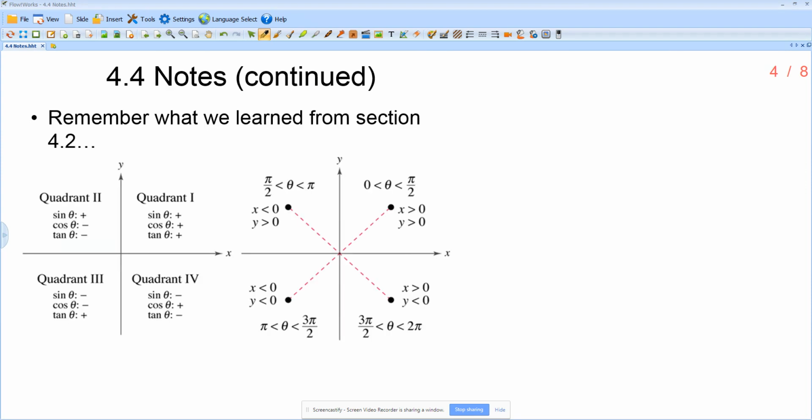Now here, in section 4.2, we talked about that whole idea of all students take calculus. Everything's positive here, sine is positive here, tangent is positive here, and cosine is positive here. And you're going to be thinking about it however you need to, but keeping in mind that when we're dealing with triangles or angles that are not on the unit circle, you are always drawing one of these right triangles. So you've got 4 different options of right triangles.